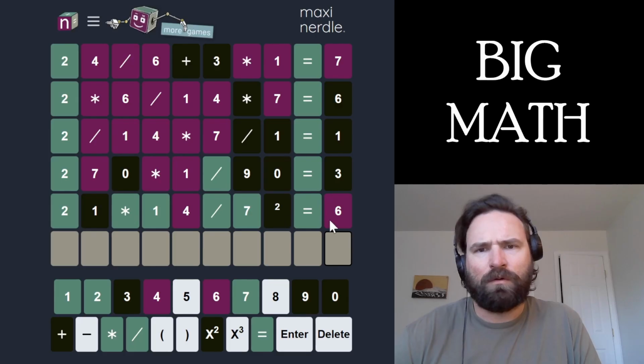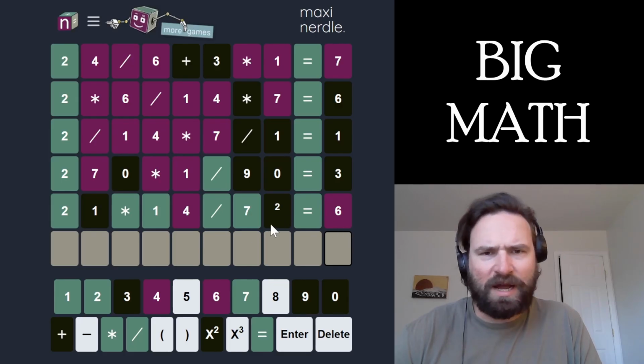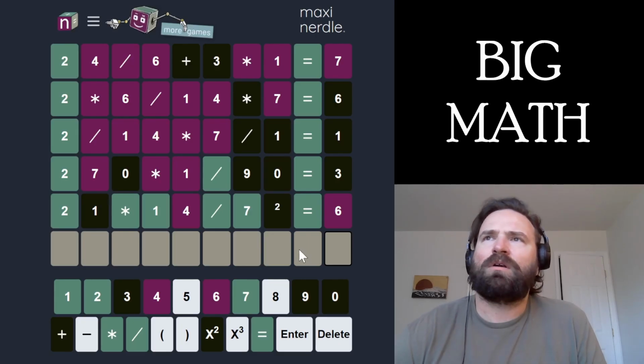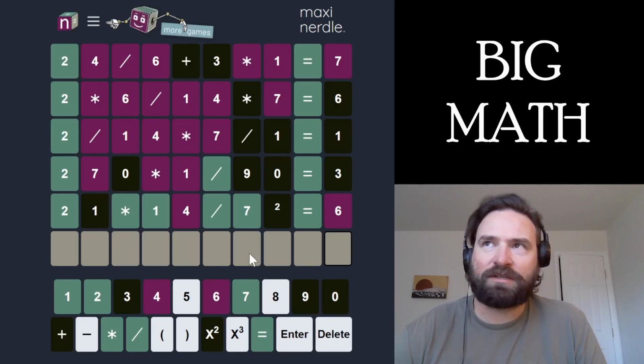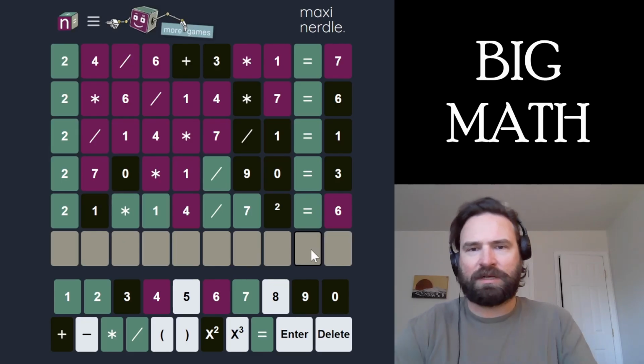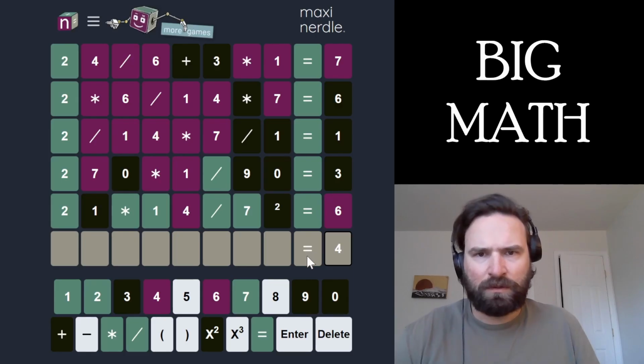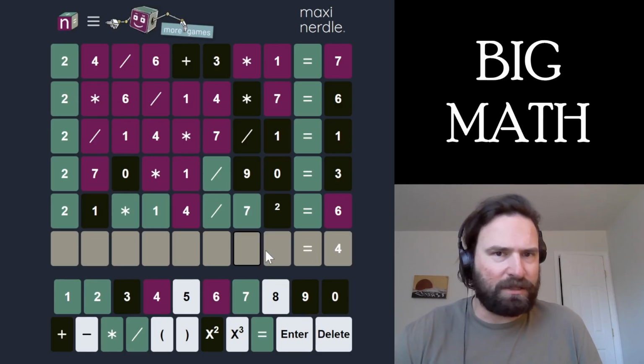4, 4. One of these two has to be a 4. We're not dividing by 74. Right? Like, what is 74? It's not divisible by anything. It might as well be a prime. 74 divided by 2 is 37. 74 is basically a prime. We're not dividing by 74. So this equals 4. So what number is going here? Like, no, there isn't a number that goes here that makes sense.